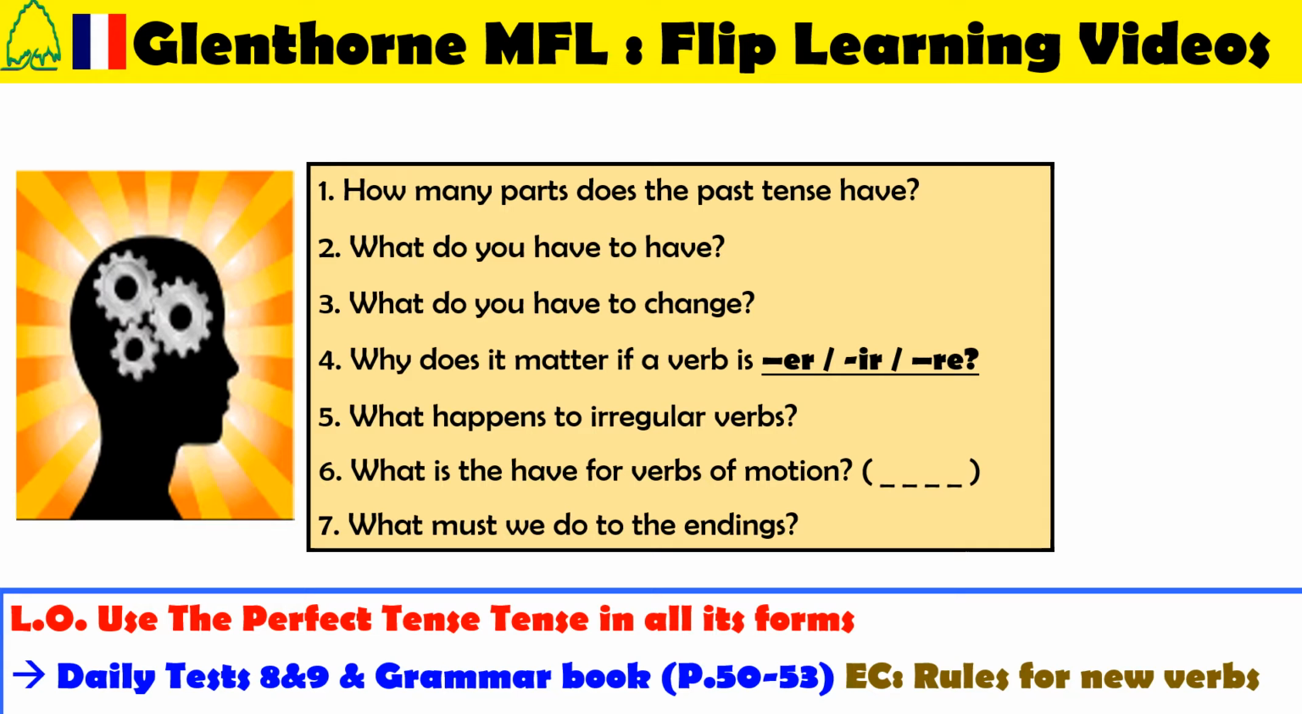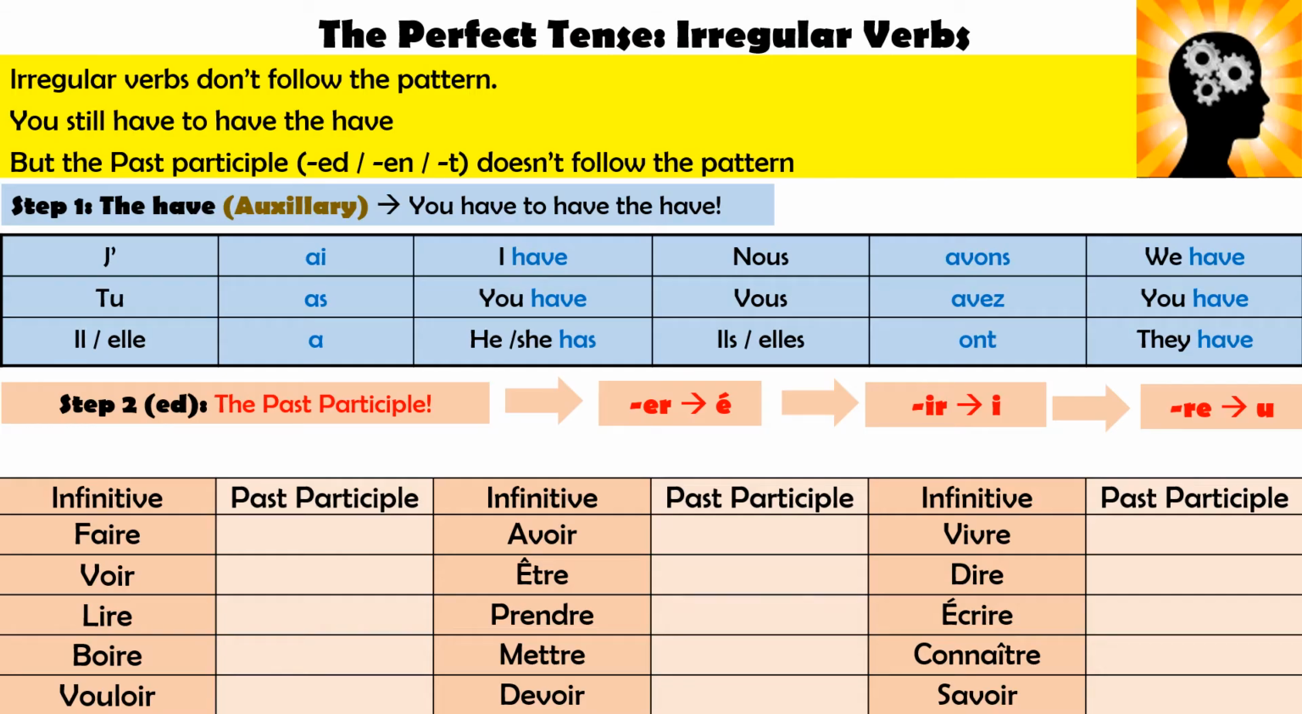Okay, so number 5, what happens to irregular verbs? I think you can already guess what happens to irregular verbs. It'd be far too simple if the -er, -ir, -re pattern worked for every verb. Irregular verbs are ones that you have to learn off by heart. Now, there's 2 things you need to know for this. The 2 things are here.